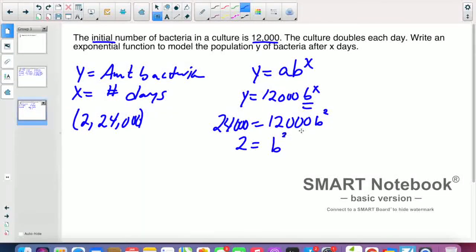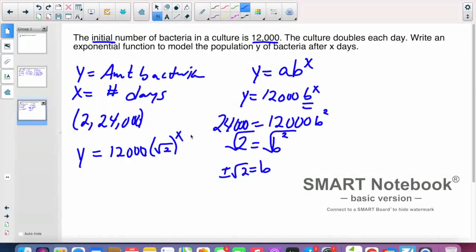2 equals B squared. So if I take the square root, I'm going to have the plus minus square root of 2 equals B. Our B has to be positive. So if we're just writing the function, that would be y equals 12,000 and B is the square root of 2 to the x. That would be our function.